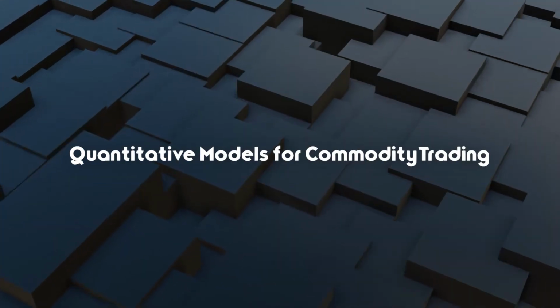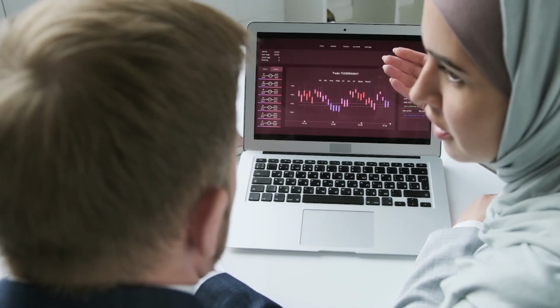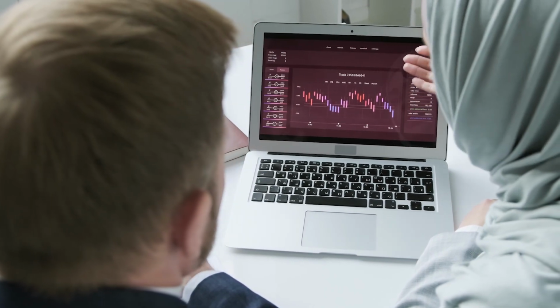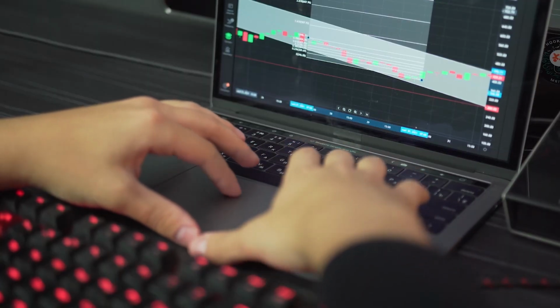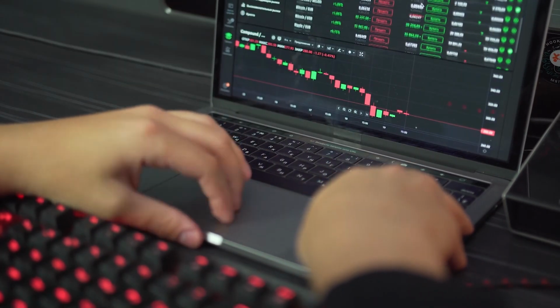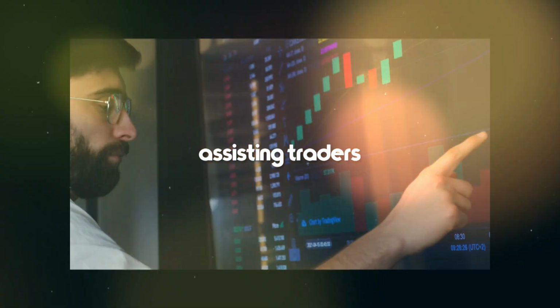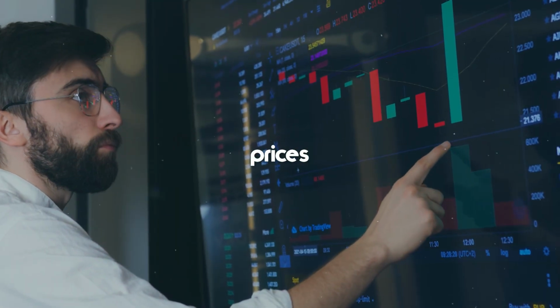Section 12. Quantitative Models for Commodity Trading. Quantitative models have revolutionized commodity trading, providing traders with sophisticated tools to predict market movements and make informed decisions. These models use mathematical formulations and statistical methods to examine market patterns and historical data, assisting traders in understanding patterns and potential future outcomes in commodity prices.